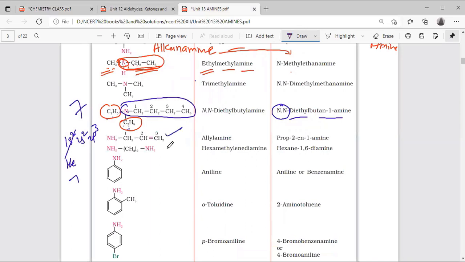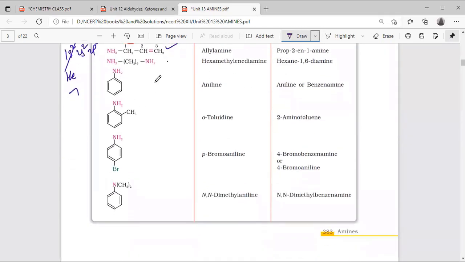If you can see here, CH2 taken 6 times is there. That means the CH2 group is called methylene. CH2 is methylene. How many times methylene? 6 times. Hexamethylene diamine is the common name. In IUPAC, 6 carbons are there, that's why hexane-1,6-diamine. You understood this? Yes, sir.